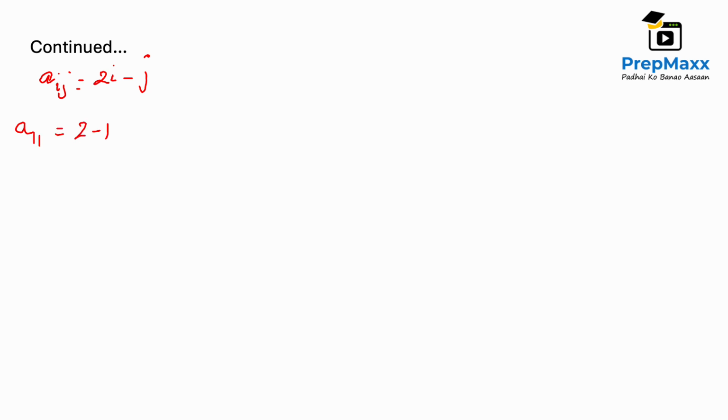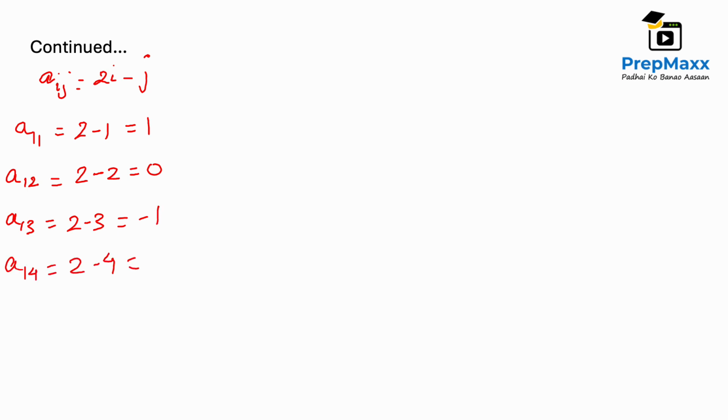So let's do it. So one element is going to be what? 2 minus 1, which is just 1. Two element is going to be 2 minus 2, which is 0. Three element is going to be 2 minus 3, which is negative 1. Four element is going to be 2 minus 4, which is negative 2. So these are the elements in row 1.